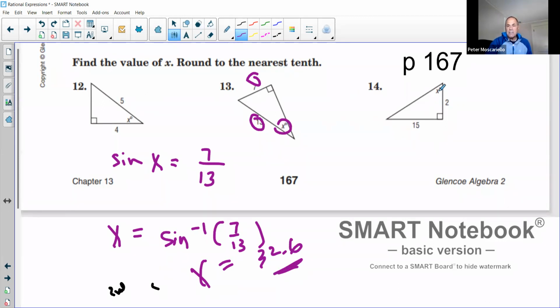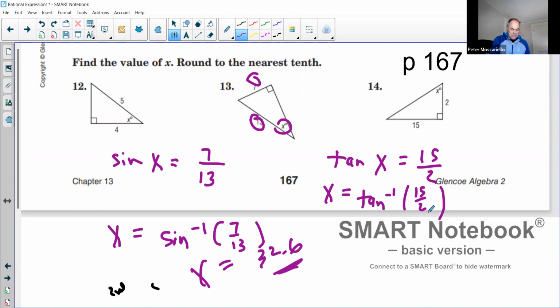Number 14, same idea. For this angle x, we've got opposite and we've got adjacent. That's tangent. So you write tan x equals 15/2. So x is the inverse tangent of 15/2. Getting used to it now? On my calculator, I do 15 divided by 2, it's 7.5. And I do inverse tangent, I get 82.4 degrees. We got it? We got it.